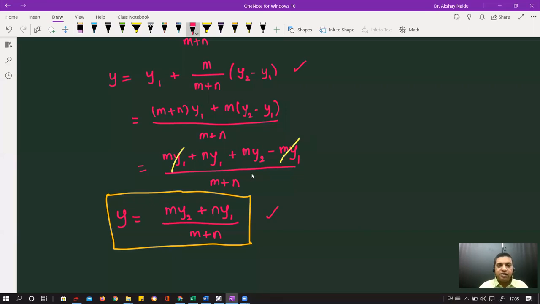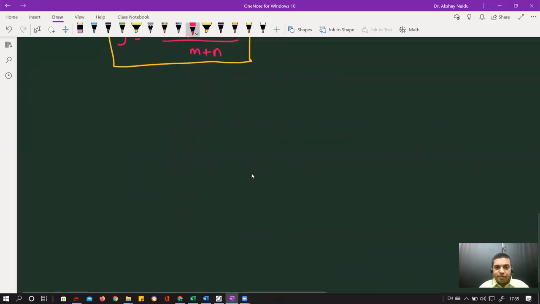With practice, maths is something that the best of teachers can teach you, the best teacher in the world can teach you. However, unless you practice yourself, you will not get grips to it. So to increase your calculation speed, you have to practice. So anyway, moving forward, this was the section formula for internal division.